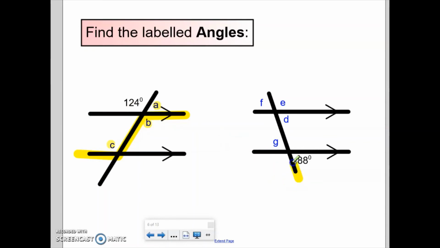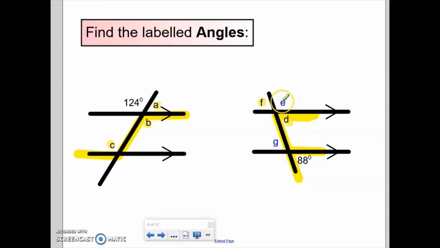Okay, over here, first thing I'm going to do is draw in an F. You can see that the angle of 88 degrees is corresponding to the angle D. The 88 is below this arm of the F and the D is below this arm of the F. So angle D is 88 degrees as it is corresponding to the angle 88. That would make F also 88 degrees because F and D are vertically opposite angles. They are opposite across an X.